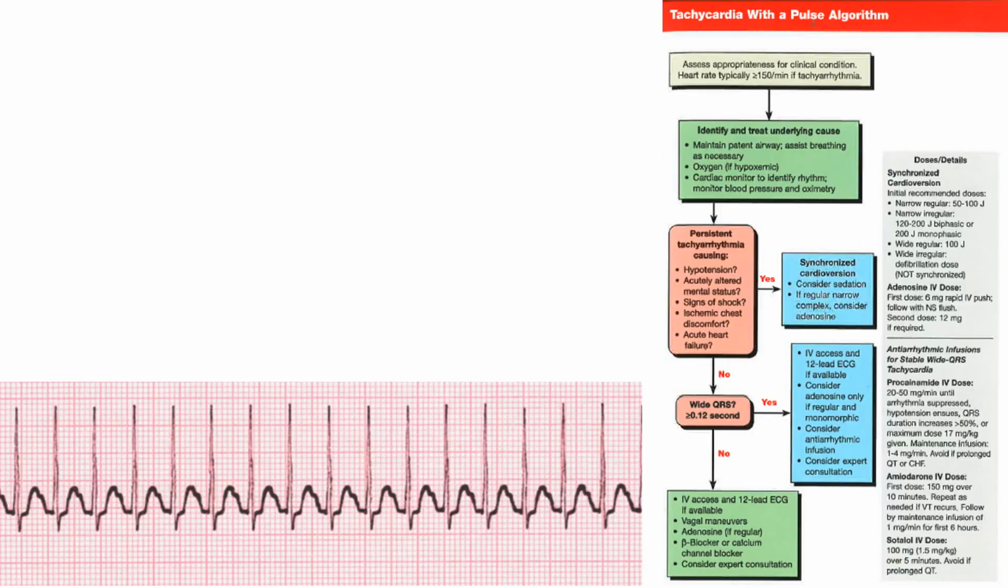Sometimes the heart beats so fast that it's not effectively getting blood to where the blood needs to go. In a case like this, what you need to do is first assess appropriateness for clinical condition. Heart rate is typically greater than 150 beats per minute if it's a tachyarrhythmia. So the first thing you're going to do is see whether it's appropriate for you to jump in here, and it's above 150. I showed an example. Look at this, there's practically a beat on every one of these little bars. It's really fast. This is like 300, or close to 300, probably more like 280 or something like that.